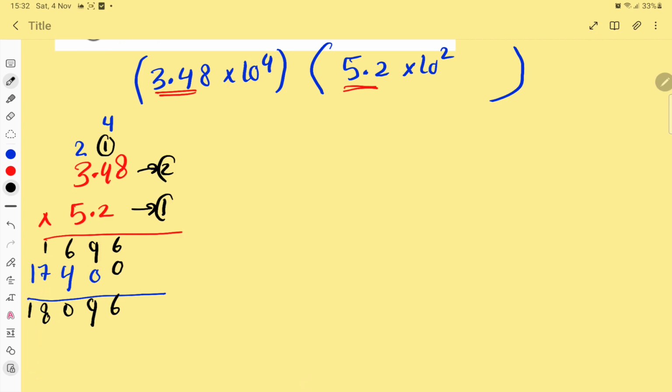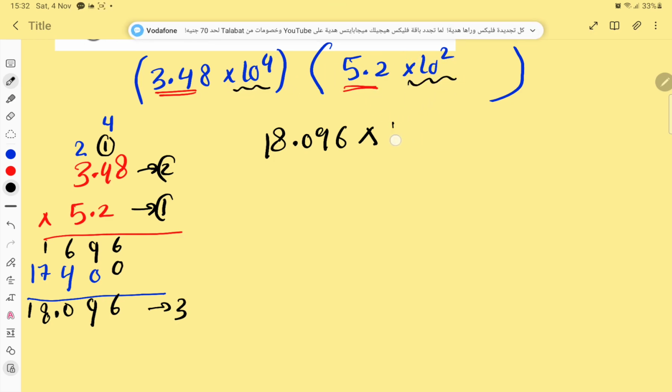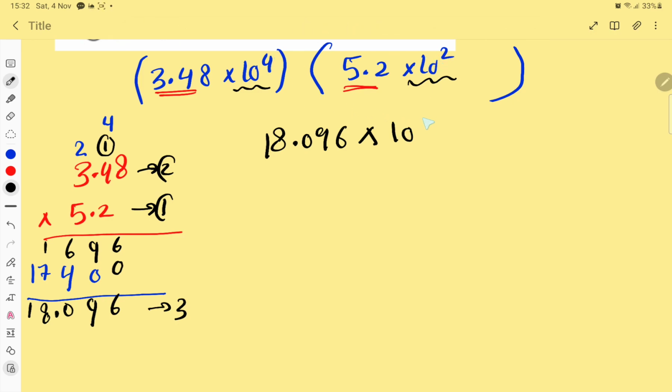And it is 18096. 2 decimal places and 1 decimal place. So the answer should have 2 and 1, 3 decimal places. 1, 2, 3. So it is 18.096. 18.096 times 10 power 4 times 10 power 2, multiplication. So we add powers, which is 10 power 4 plus 2, 6.